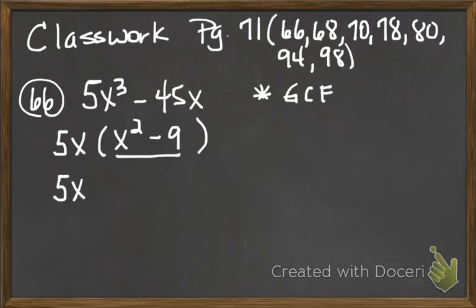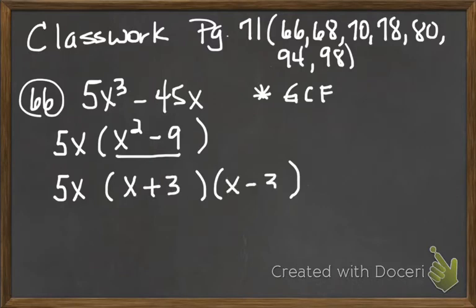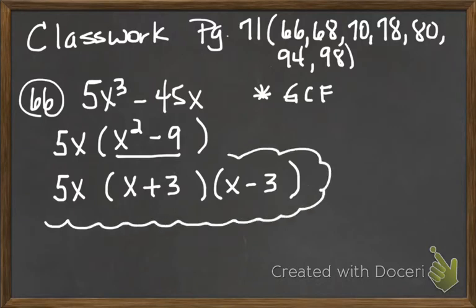So we bring down our GCF. It's still a factor. We bring it down, and then we factor x squared minus 9 into x plus 3 times x minus 3. And we take a look at each factor. 5x is factored completely, x plus 3 is factored completely, and so is x minus 3. So this would be our answer with the problem factored completely as far as it will go.